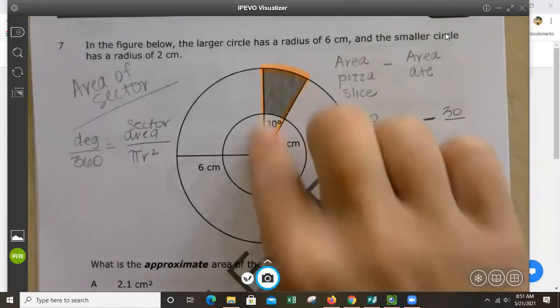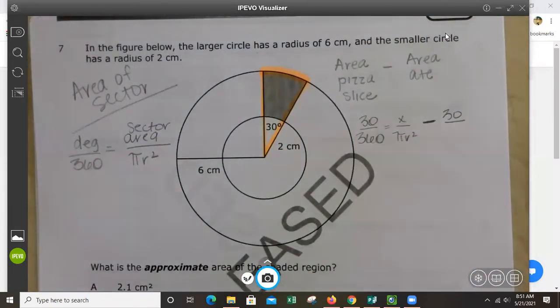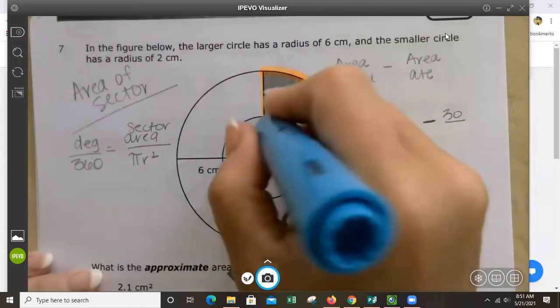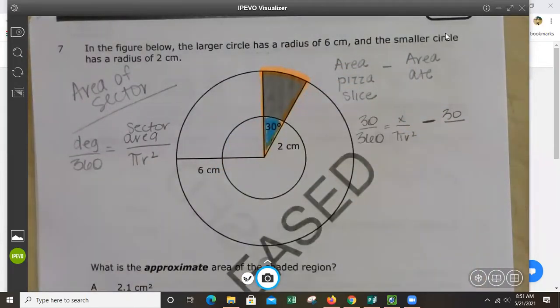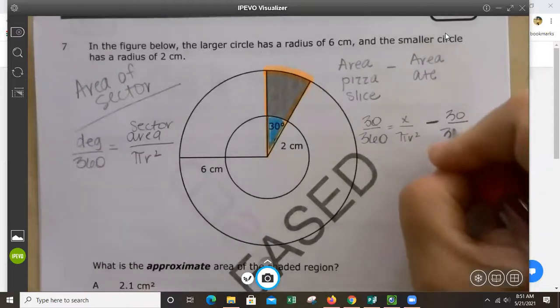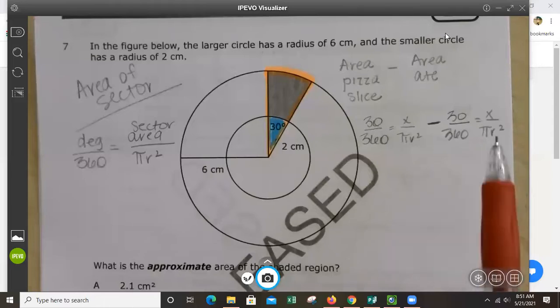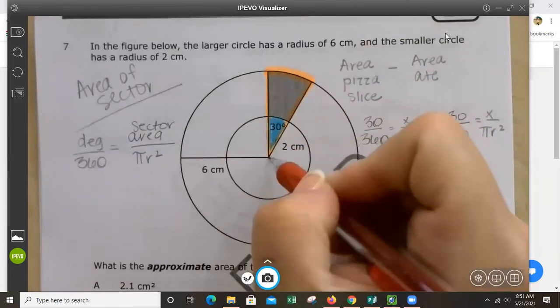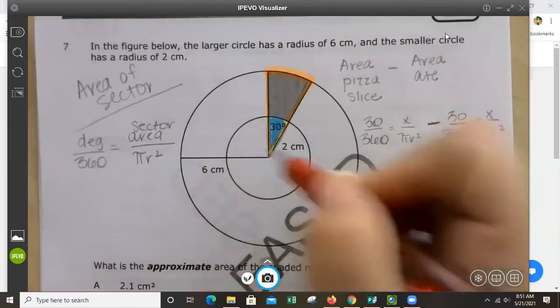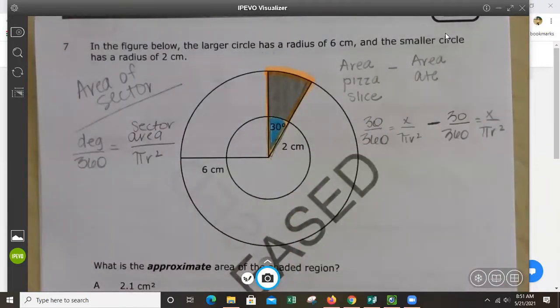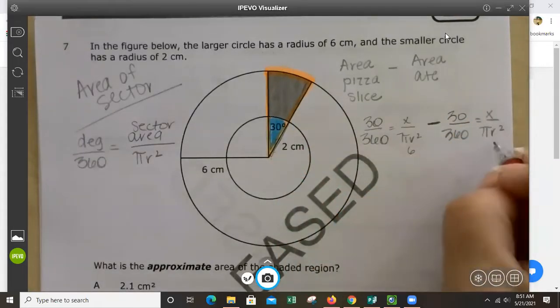This one is also going to be 30 because we're taking away this little part. So we're cutting out this. But the difference is going to be those R's. What is the radius of the big slice? From the center to the big circle outside. You have it on your paper. 6. So the big one is going to be 6. What's the little one going to be? Just the blue slice. 2.